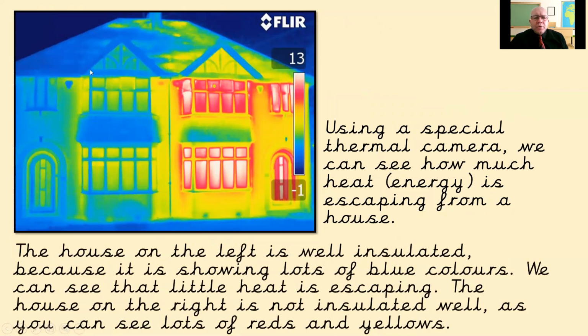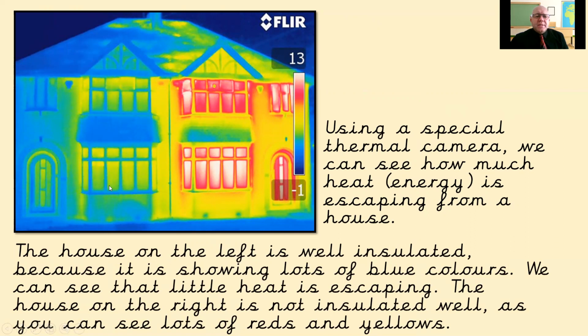Well, the house on the left, this one here, is well insulated. And we can tell that because it's showing lots of blue colours. So on the outside of the house, it's quite cold. Heat is not escaping from this house. The heat is trapped inside, keeping the people in there lovely and warm.